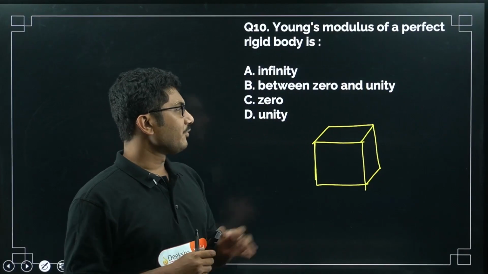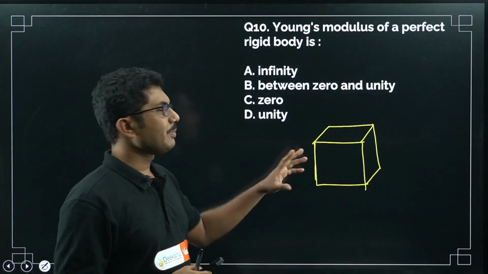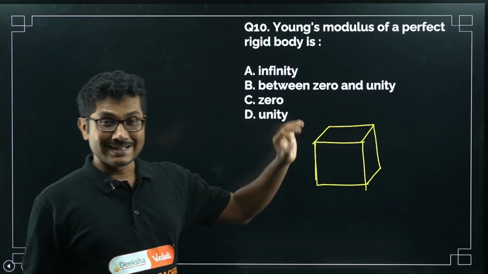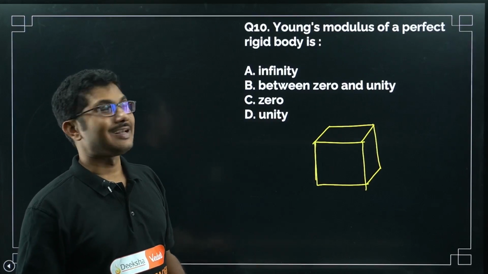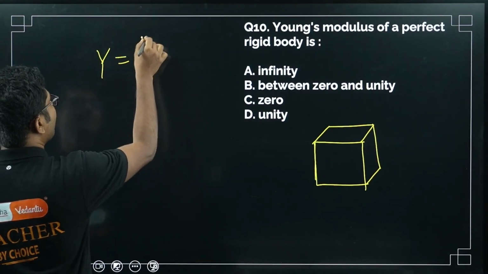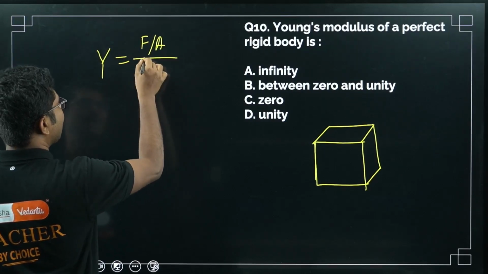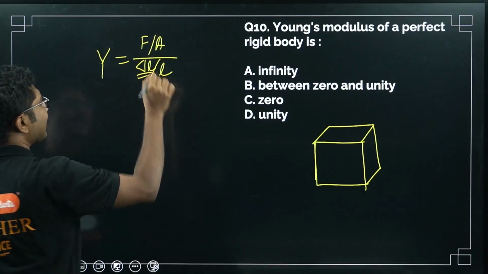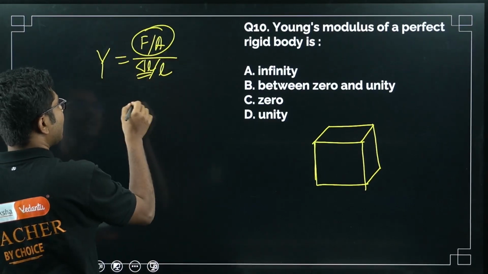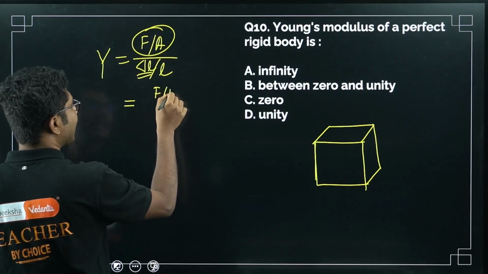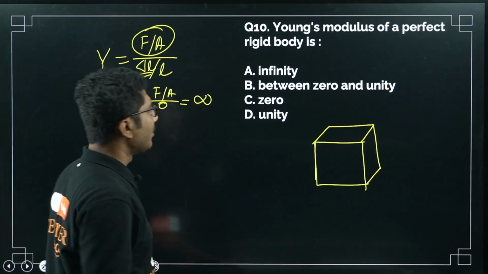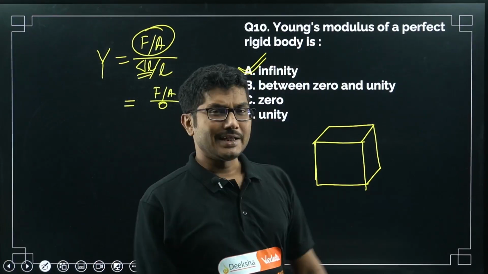So rigid means if you apply some force on an object, its shape and size will not change. It will remain intact. Its change in length will be 0. We know that Young's modulus is force by area divided by delta L by L. Now delta L is 0, no matter how much force you apply, so it will be force by area divided by 0. The denominator is 0, so Young's modulus will be infinity in this case.